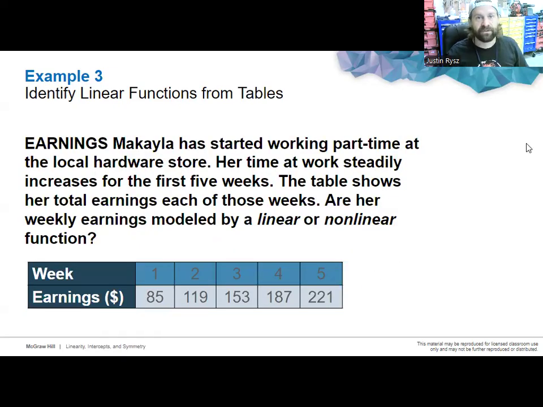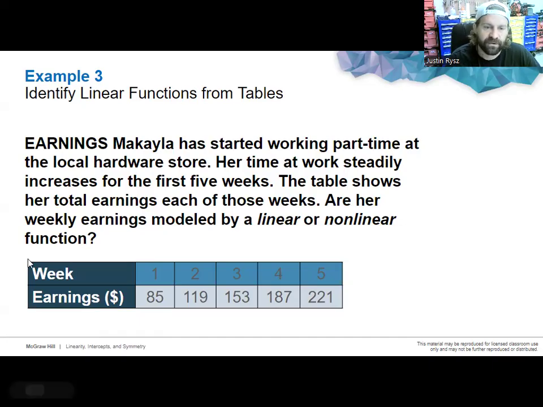All right, now, same thing that we're dealing with. Let's look at these in story problems. So here we got a story. Michaela is starting to work a part-time job at a local hardware store. Her time at her work steadily increases for the first 5 weeks. The table shows her total earnings each of those weeks. Are her weekly earnings modeled by a linear or nonlinear function?